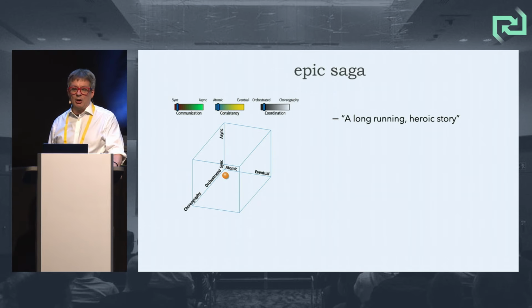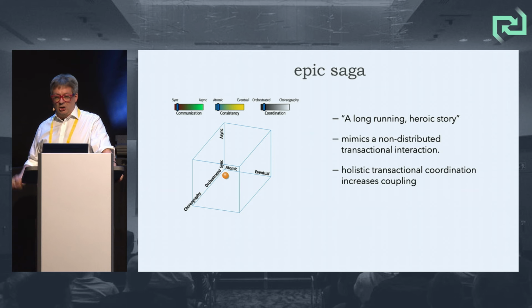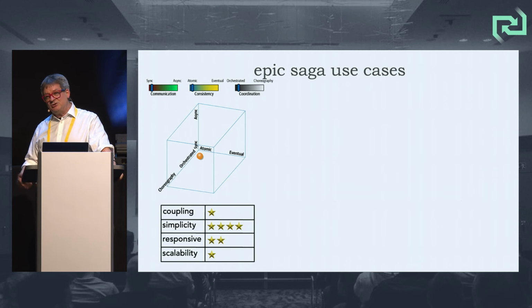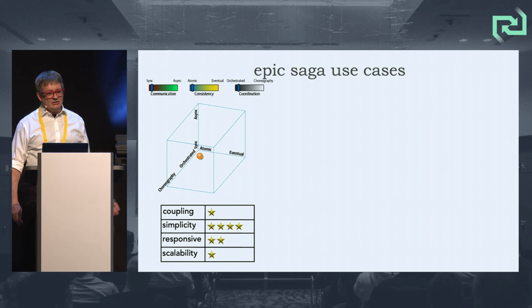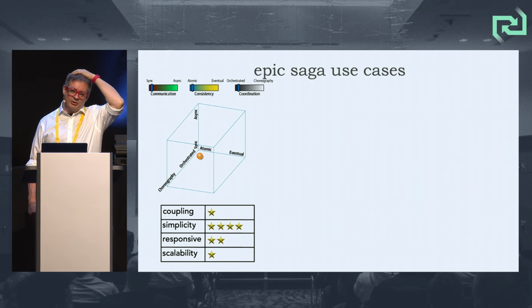So this is a long-running heroic story. It mimics non-distributed transactional interactions. This holistic transactional coordination increases coupling a lot. It's really easy to understand, but really difficult to implement correctly. So for each of these, we give a use for what these might be used for. And this chart down here of sort of characteristics, these are the 4 architecture characteristics that seem to change the most as we went from one to the other.